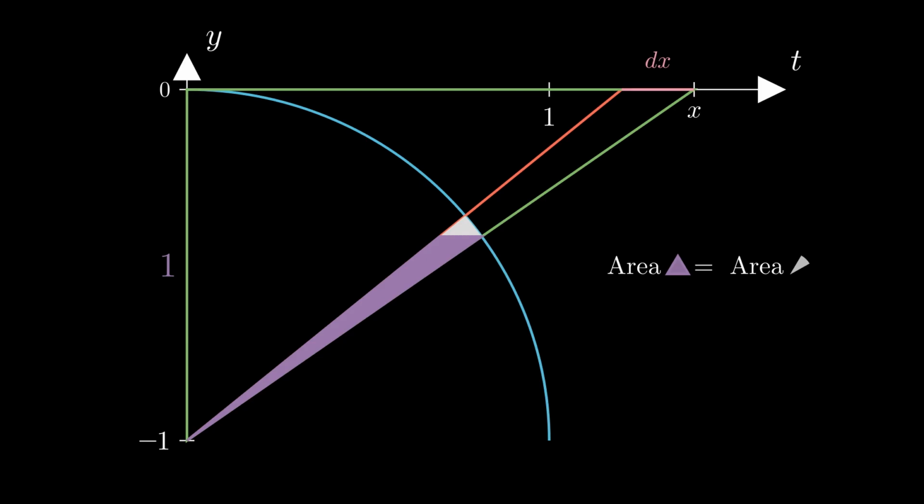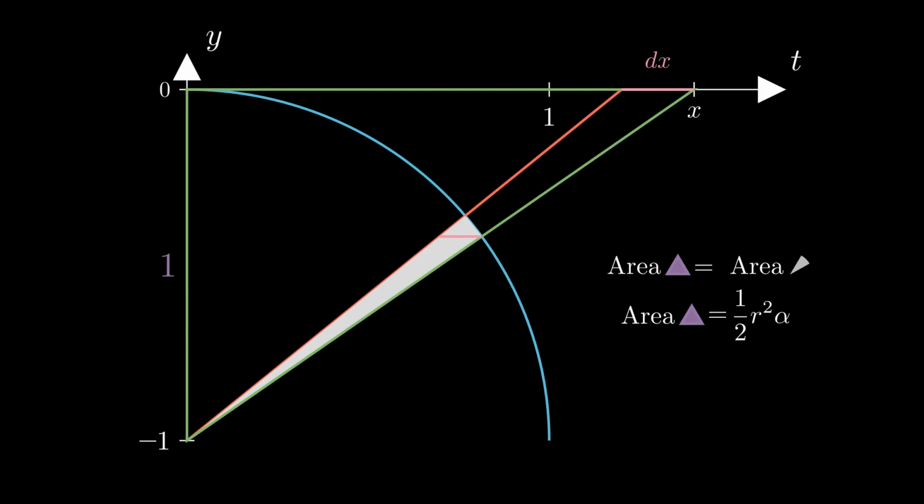Let me explain why this is useful. First, let's examine the area of this small white sector more carefully. The area of this sector is 1/2 r squared alpha, where r is the radius of the sector and alpha is its central angle. By the above equation, this area is equal to that of the small purple triangle.